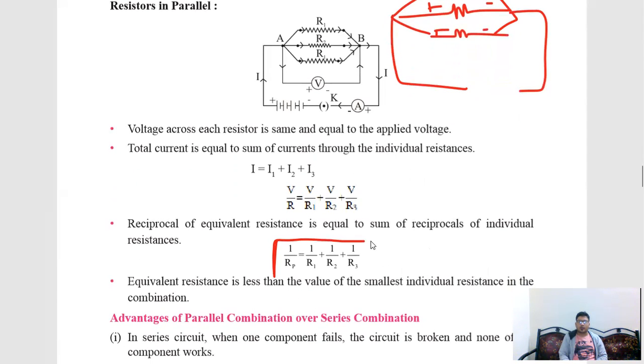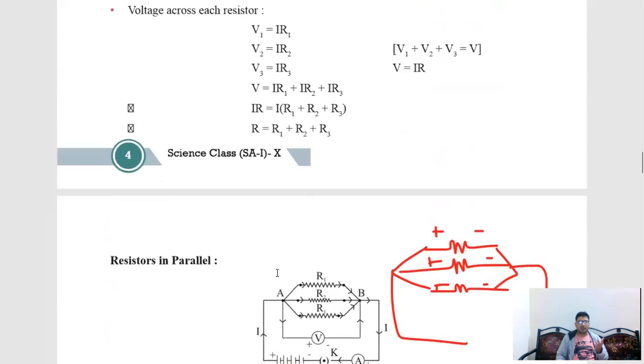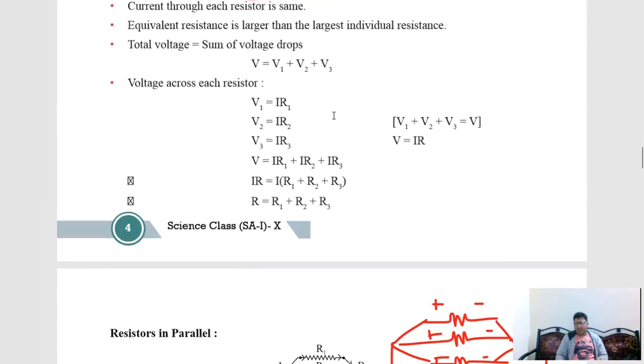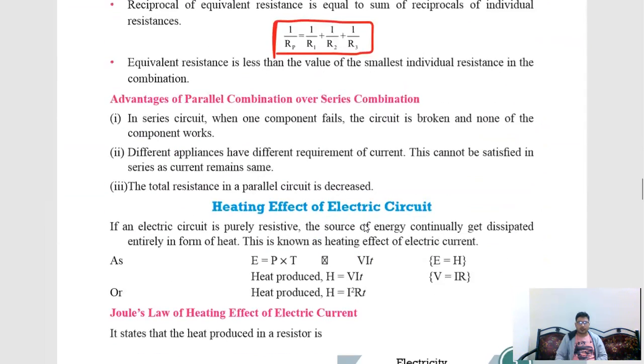And for parallel connection, you will get the formula 1 by R is equal to 1 by R1 plus 1 by R2 plus 1 by R3. R1, R2, R3 are the names of those resistors. First resistor R1, second resistor R2, third resistor R3. I don't want to go deep. You can see this one, how you got this, everything, I think you know it.